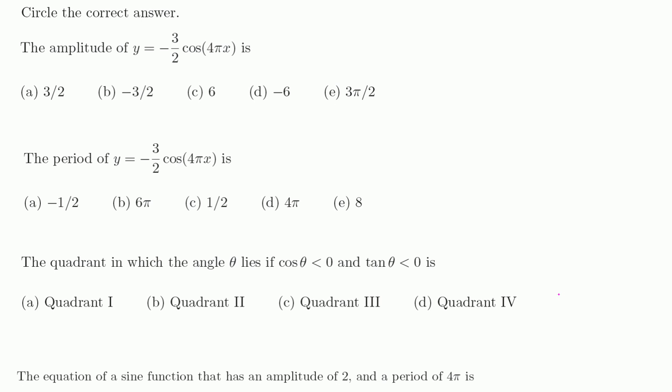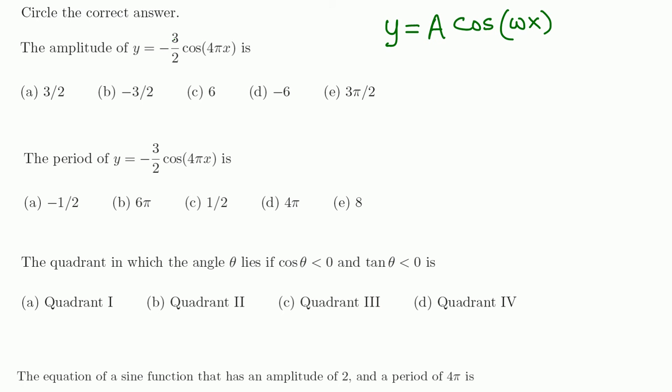Circle the correct answer. The first question: the amplitude of y equals negative 3 halves cosine 4 pi x is, we have 5 choices. So we know that for a function y equals a cosine or sine, in our case cosine, of some number times x, omega x, the absolute value of a, the number outside, that's the amplitude.